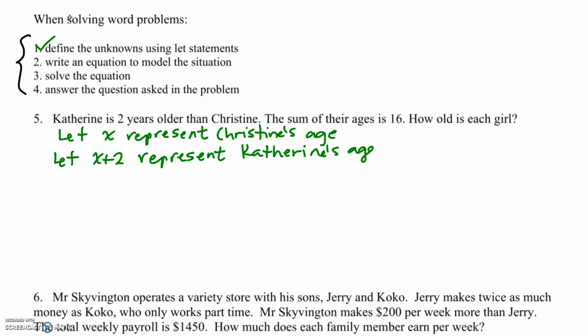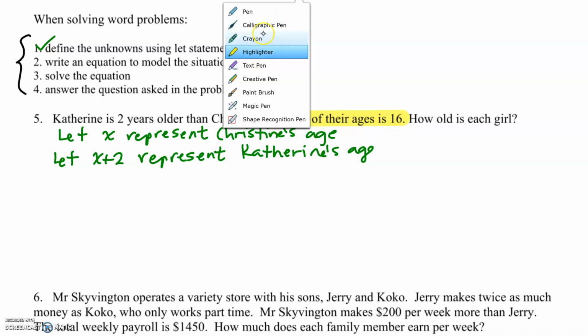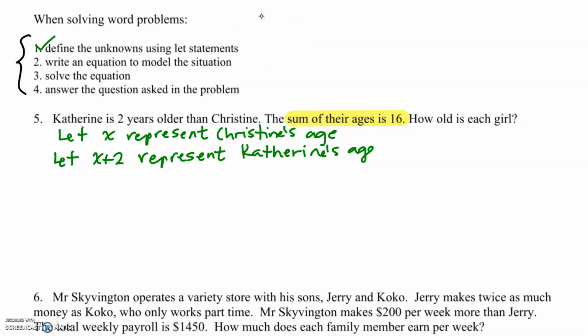And that's the first step, defining the unknowns using let statements. Now what we're going to do is write an equation to model the situation. So I know that the sum of their ages, so that's what's going to help me write the equation. The sum of their ages is 16. So I know that x, Christine's age, plus x plus 2, Catherine's age, has to equal 16.